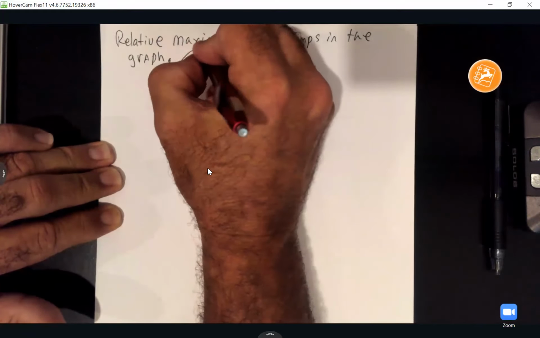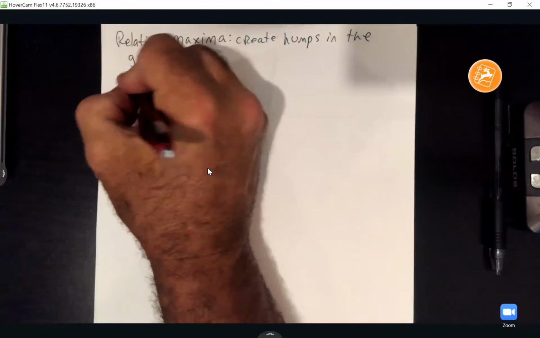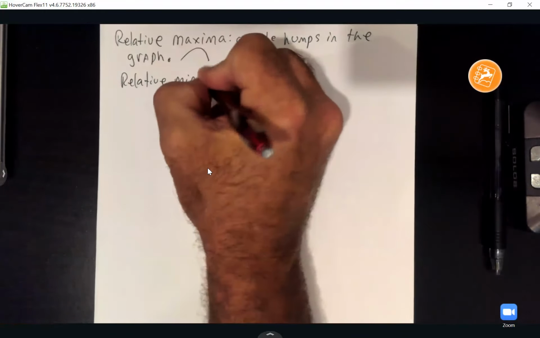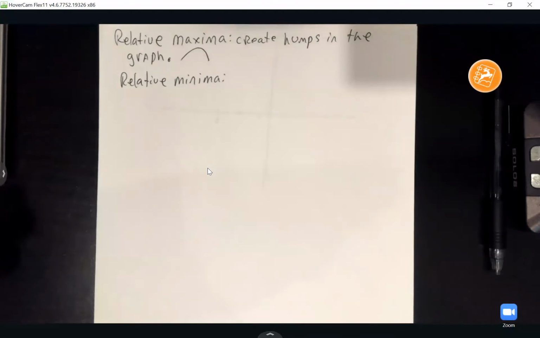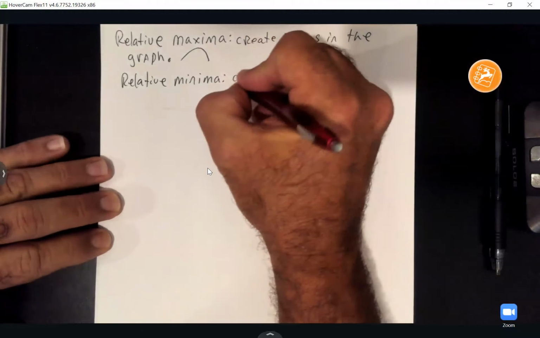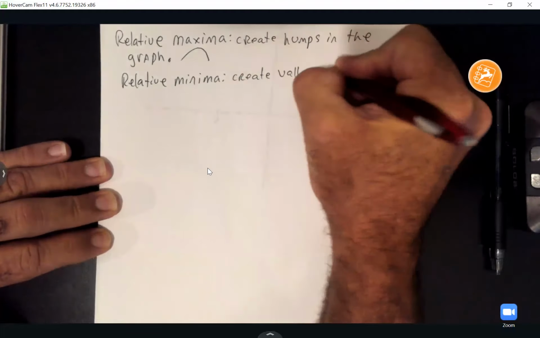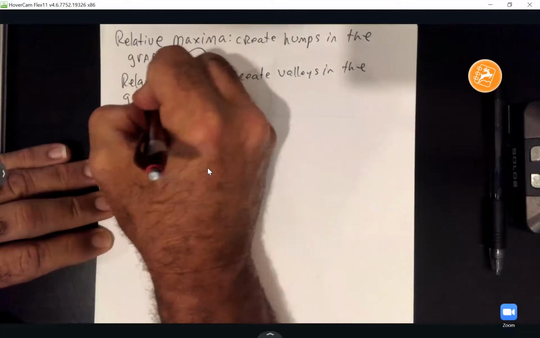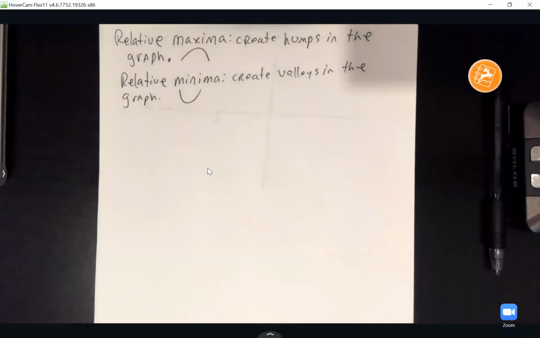So we're looking at humps, okay? There's a relative minimum. And a relative minima is a valley in the graph. So these create valleys in the graph. So we're looking for our valleys.